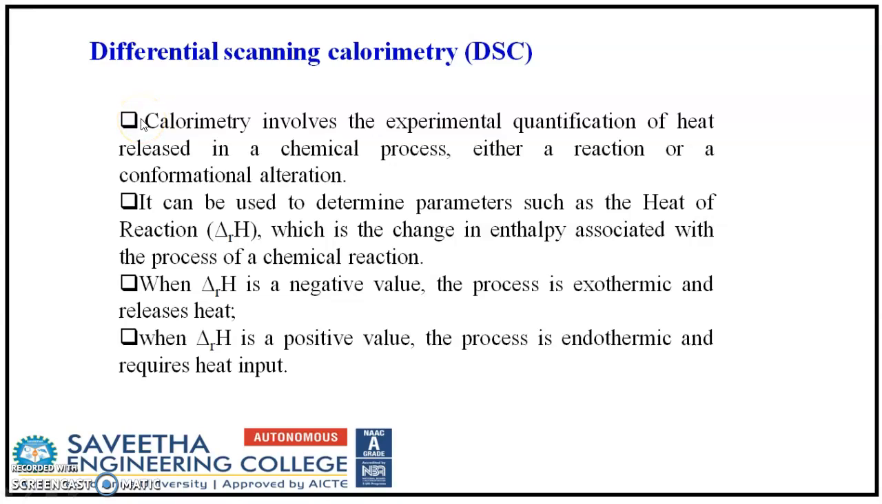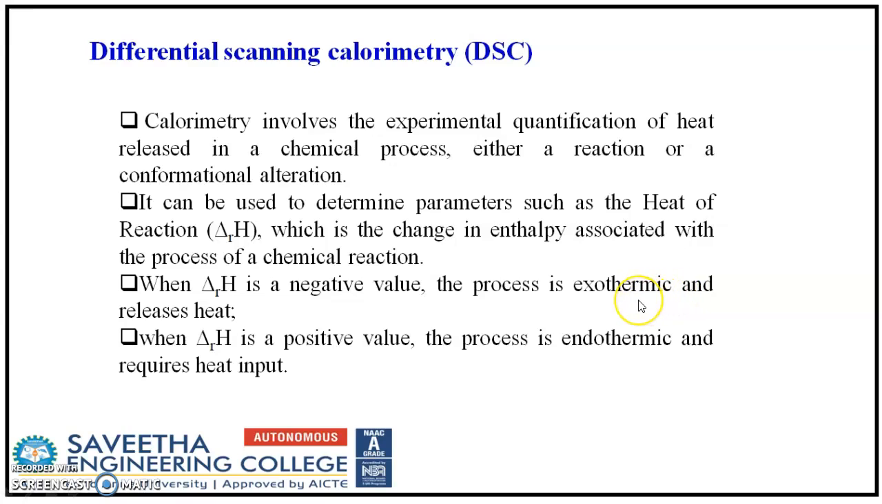It involves the experimental quantification of heat released in a chemical process, either a reaction or a conformational alteration. It can be used to determine parameters such as the heat of reaction, delta rH, which is the change in enthalpy associated with the process of a chemical reaction. Here they are measuring delta rH. When the delta rH is negative, the process is exothermic.